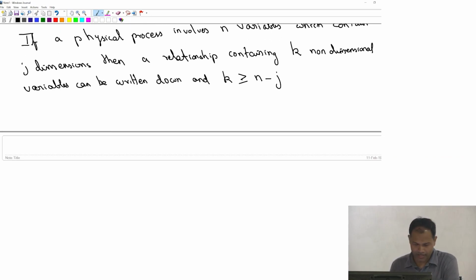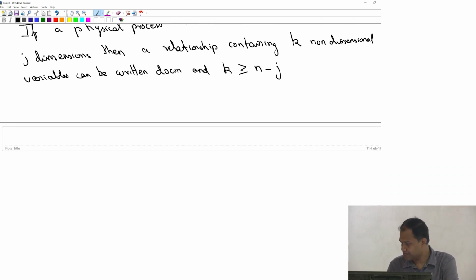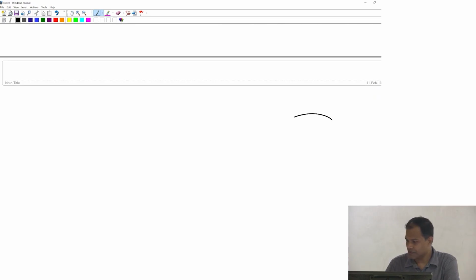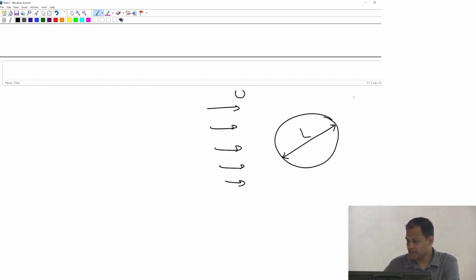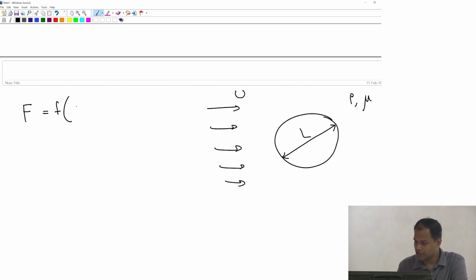The problem that we had was some object with a characteristic dimension L and a fluid approaching it with a velocity u and has parameters, the properties density rho and viscosity mu, and you were interested in calculating what is the force exerted by the object on the fluid, and you said that's actually going to be a function of u, L, rho and mu.